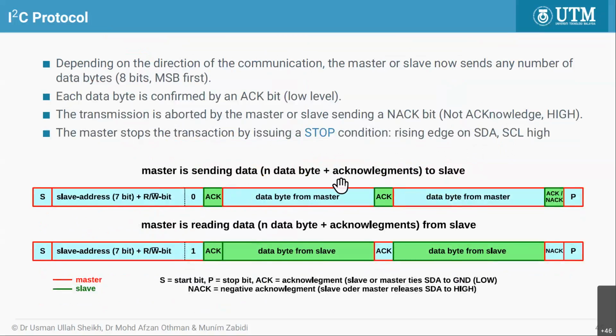Okay, so you can have master sending data and master reading data, and then the data bytes can be n data bytes. But for each data byte, you have one acknowledgement. So first you send the address, and then send data. After you finish, then you stop. Or you send data, receive data, and then stop. So the address here can be for the whole block. It depends on the device that you are communicating with.